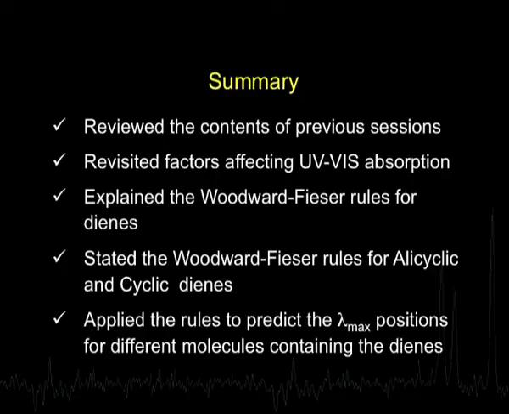Now, in the next session, we will continue our discussion on Woodward-Fieser rules, and we will try to see what are the rules for enone kinds of systems. That means, there is a conjugation between a ketone and an alkene, enone systems. So, we will see what are the rules for those systems, and then what kind of agreement is there between the predicted values and the observed values for enones.